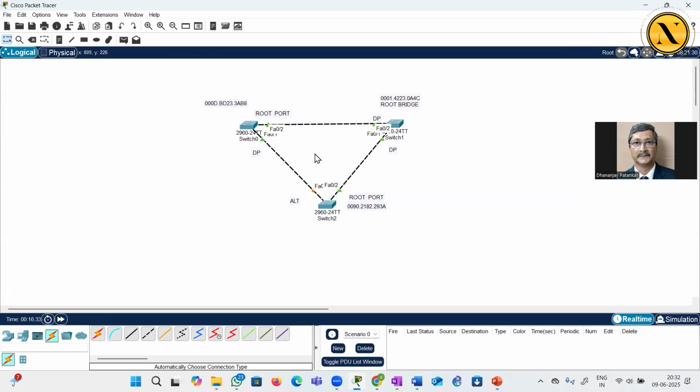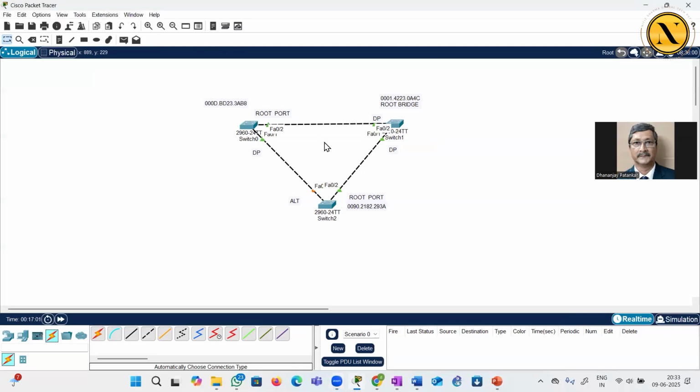So where are we? Now we have changed it to rapid PVST. That's okay. It's not a big issue. Just that now it will converge even faster. Normally I don't change this from PVST to rapid PVST, but I just showed you how to change it, and you may change it if you want. Obviously, PVST will be slow, rapid PVST will be fast to converge.